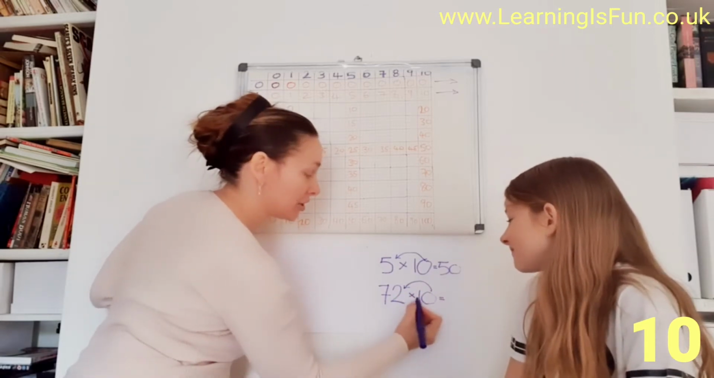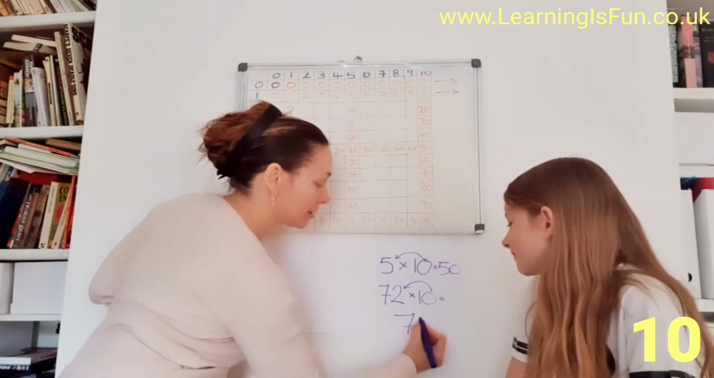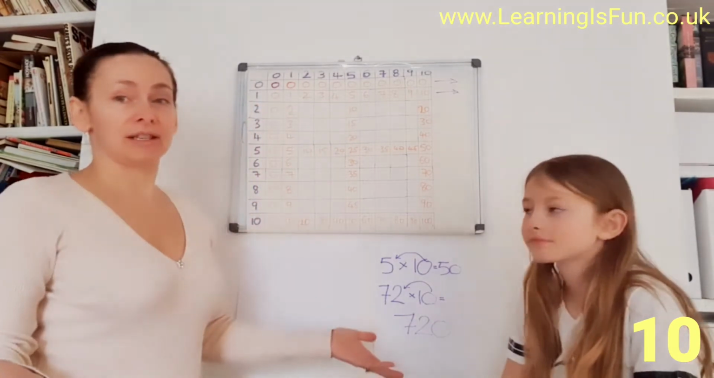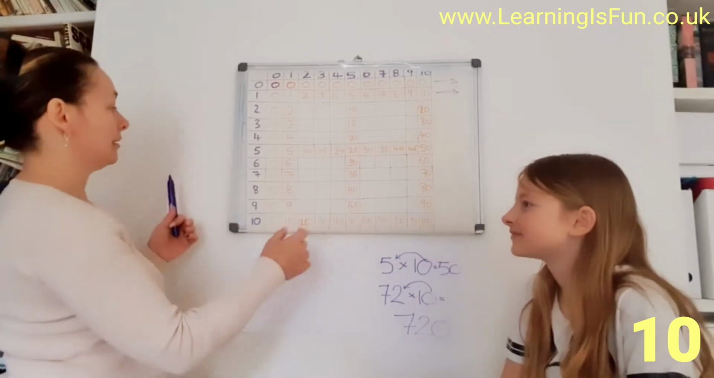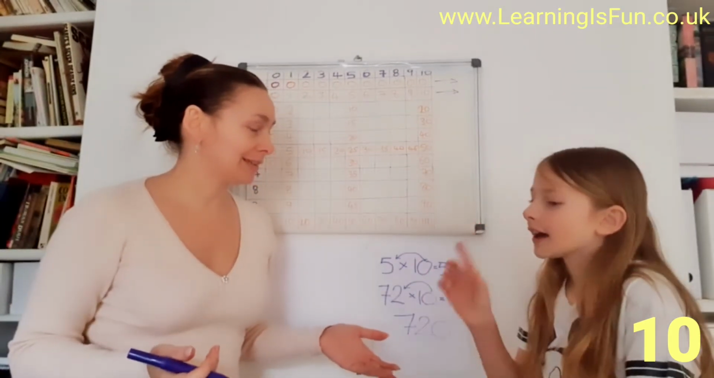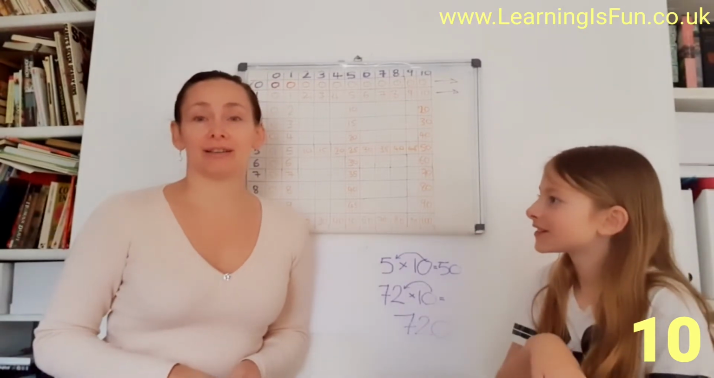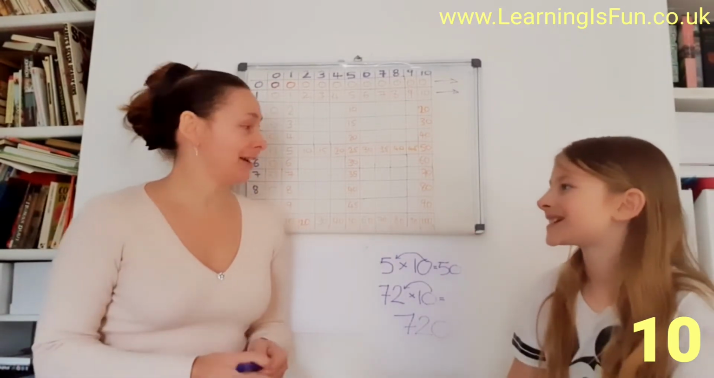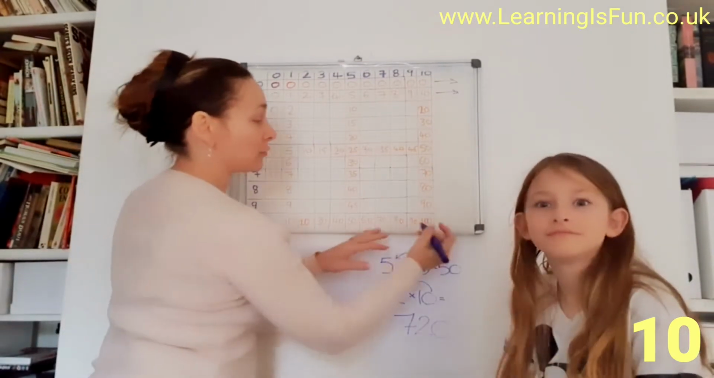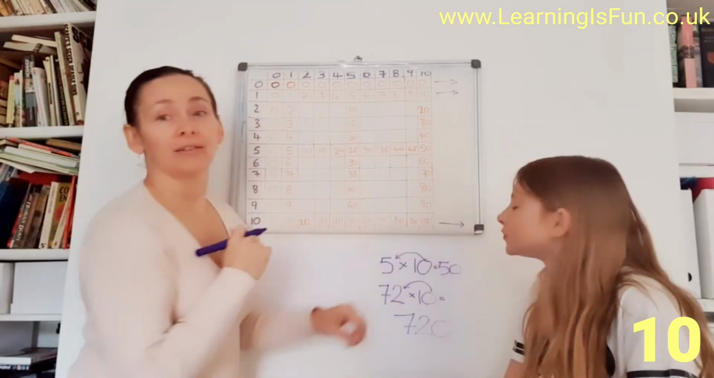So 72 times 10 is 720. Always just add the 0. Very, very simple. So 6 times 10, what do you do? You add the 0. 6, exactly, 60. Okay, so that means we have all of our 10s. We know those already, and that rule goes on forever.